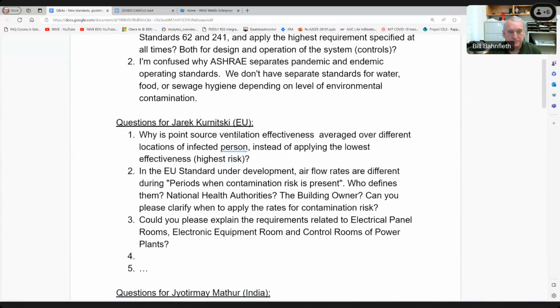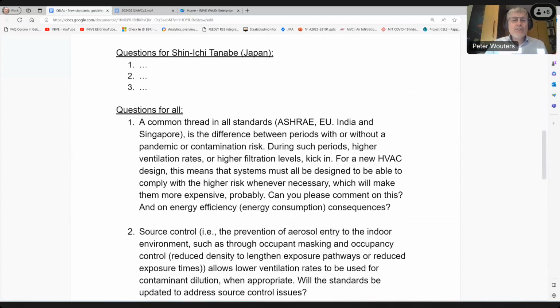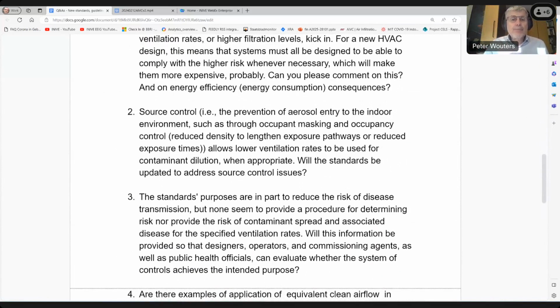Okay. We have, I think, still 2-3 minutes for a few more questions. So here the question is source control. The prevention of aerosol entry to the indoor environment, such as through occupant masking and occupancy control, allows lower ventilation rates to be used for contaminant dilution when appropriate. Will the standards be updated to address source control issues? Anyone willing to reply to it?